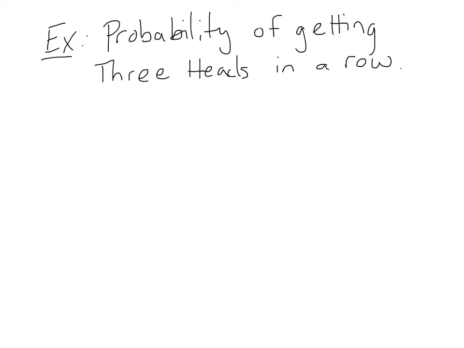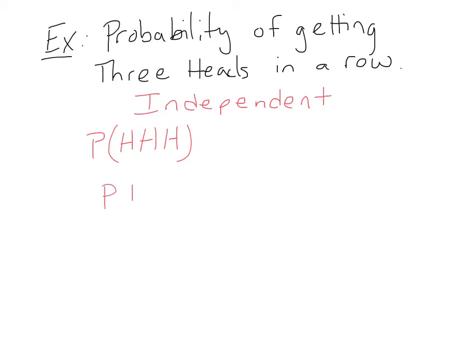The probability of getting 3 heads in a row when flipping a coin. And it's of course independent. If you flip the coin now, the choices are heads or tails. If you flip a coin again, it's still heads or tails. So the probability of getting a head, and a head, and a head would be the probability of getting a head times the probability of getting a head times the probability of getting a head.